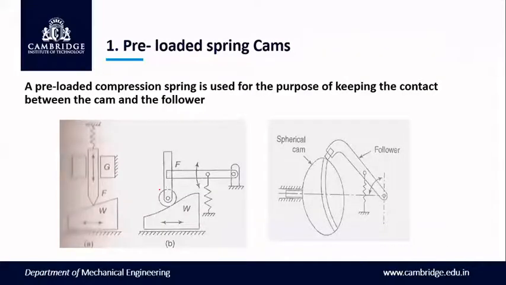For the preloaded spring cams, we use pre-compressed springs for the follower. The purpose of using the springs is to keep the cam and follower in contact. In these three diagrams, a wedge cam and knife edge follower are shown with a spring. The pre-compressed spring will make sure the follower will always be in contact with the cam. That's why this type of cam is called a preloaded spring cam.